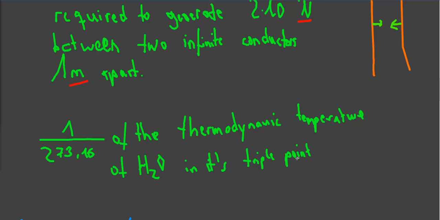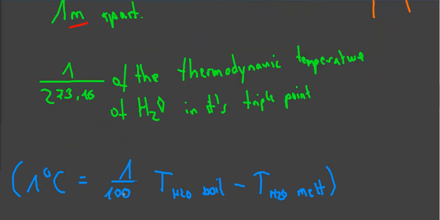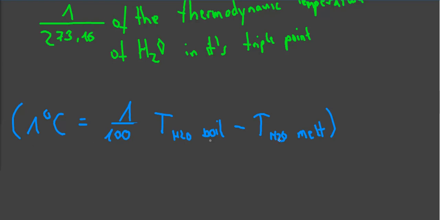That's one special point that's only 0.01 degrees above 0 degrees Celsius. So what is Celsius? Celsius is another unit of measuring the temperature. Celsius is 1/100th of the temperature of H2O to boil minus the temperature of H2O to melt. And that was the usual definition we used.